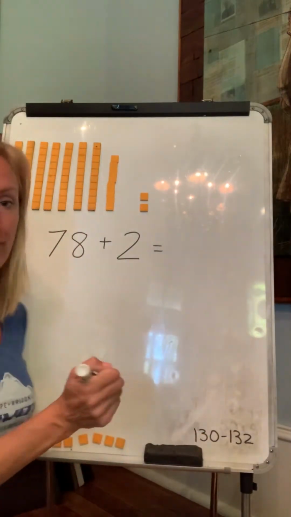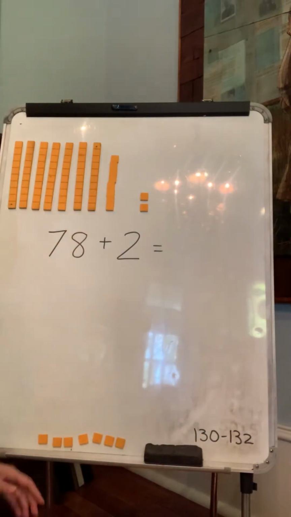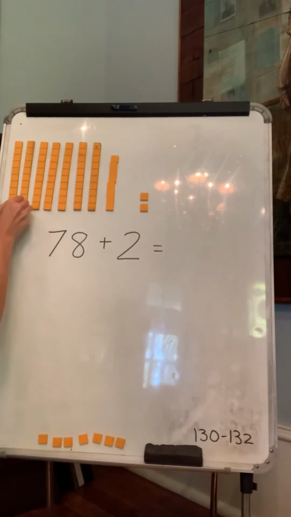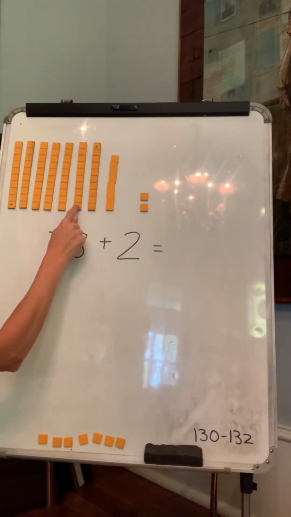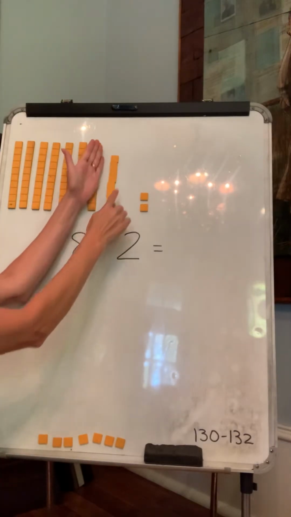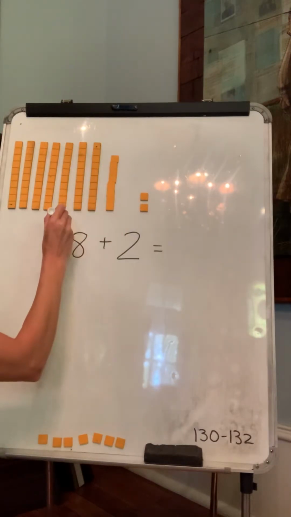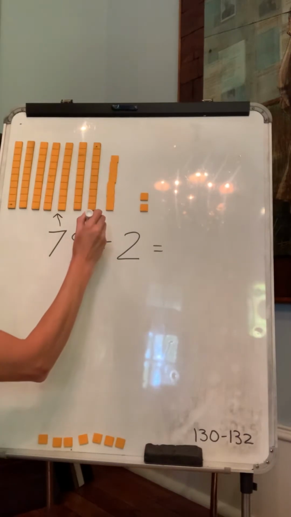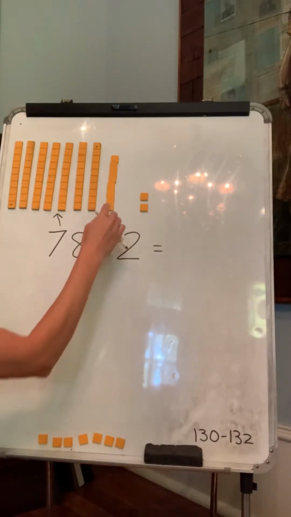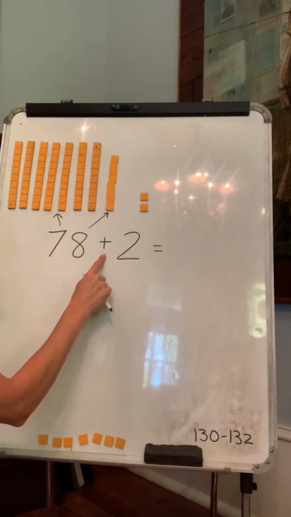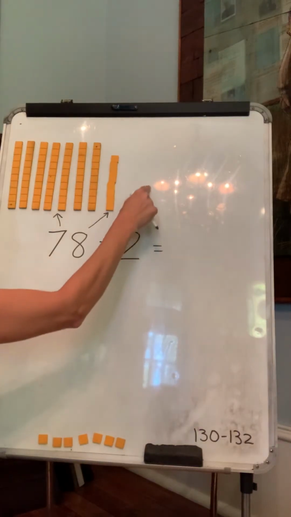So let's look up here for just a minute. Okay. Right now I have the number 78. So I have 7 tens. 1, 2, 3, 4, 5, 6, 7. And then I have 8 ones. So here are my 7 tens, that's my 70, and then here are my 8 ones. They almost make a 10, okay? And we're gonna add 2 more ones.